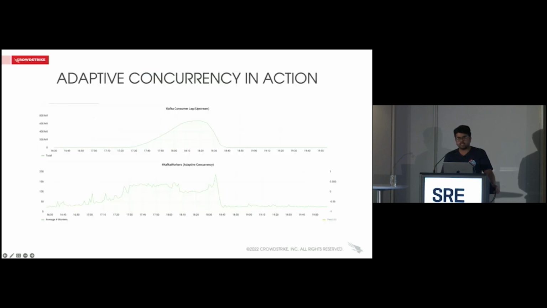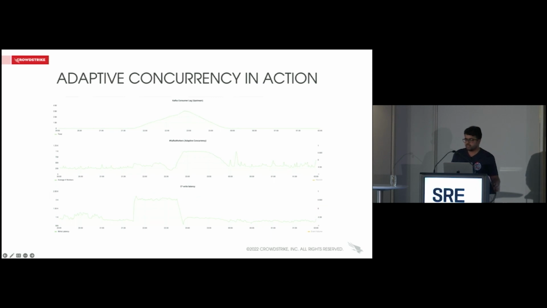This is a graph that I captured from one of our production systems. Here we can see adaptive concurrency in action. As the Kafka topic is receiving more traffic, we see the adaptive concurrency controller increasing the number of workers in the worker pool of the writer service to match the demand. And once the lag was consumed and there was no more work, the worker count was reduced to near minimum levels automatically to save CPU cycles and reduce wastage, of course.